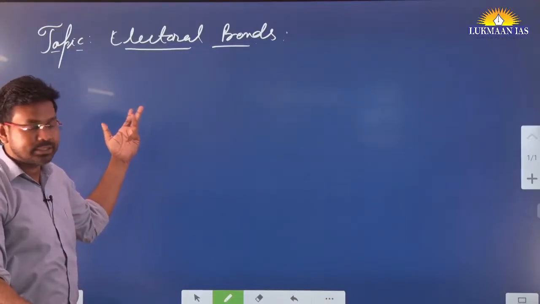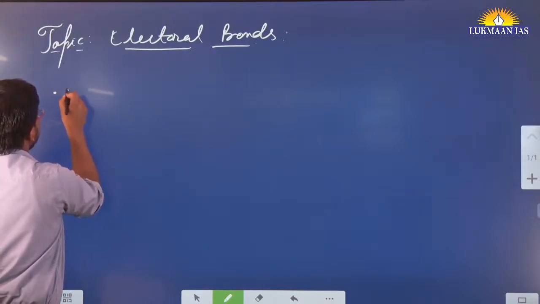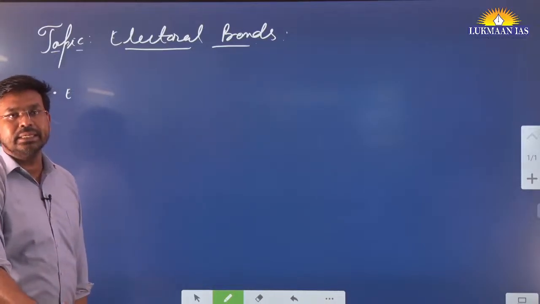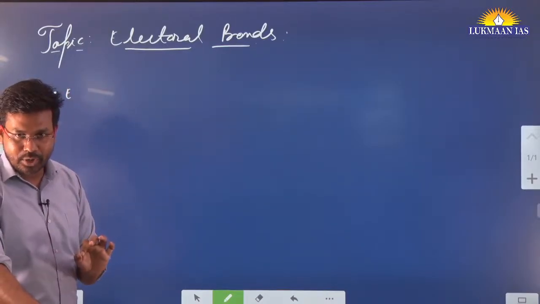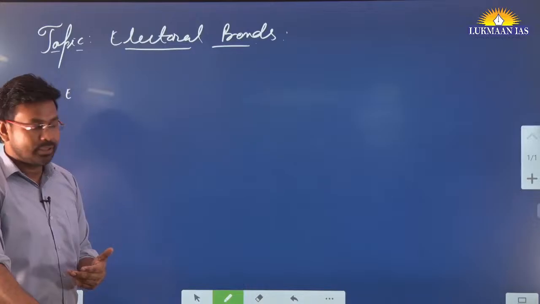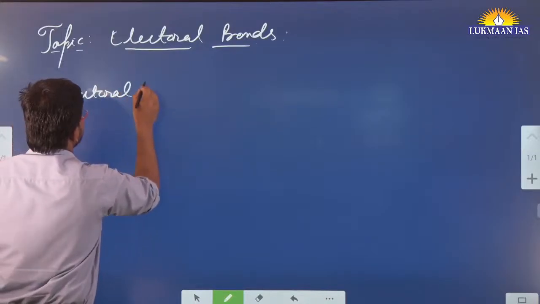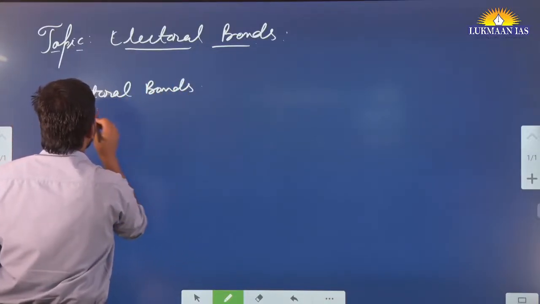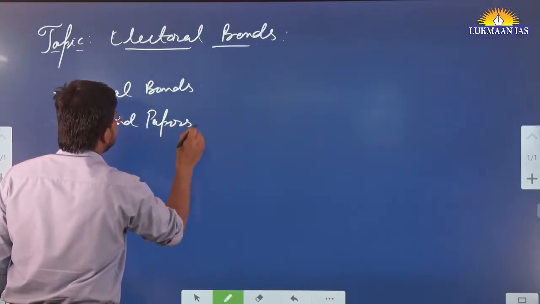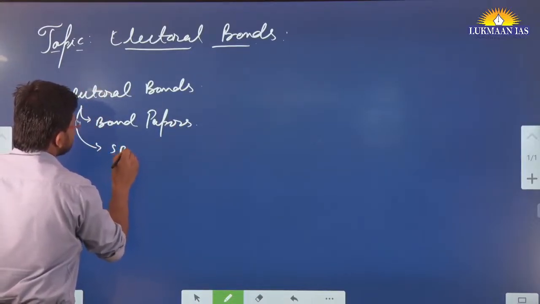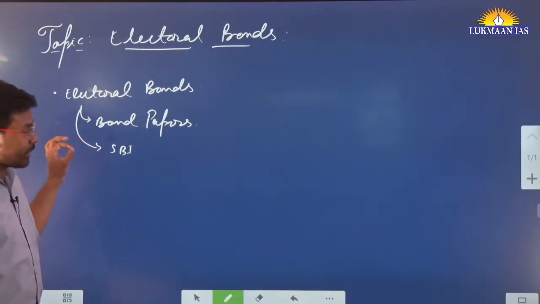So what are electoral bonds? Electoral bonds are bonds that are issued for the purpose of funding the political parties. These electoral bonds are bond papers, and one can purchase these bonds from designated branches of the State Bank of India.